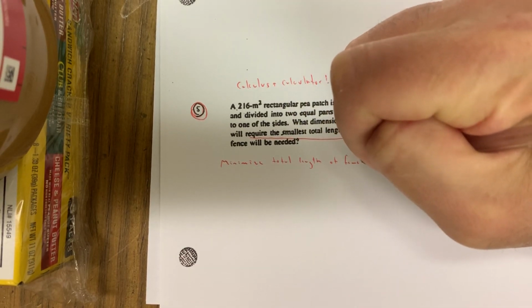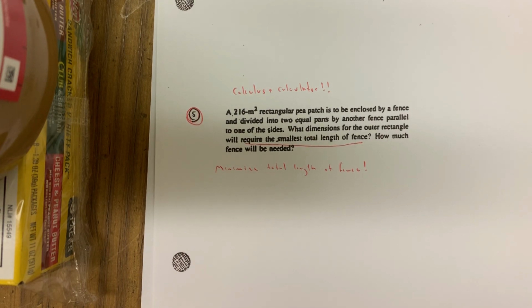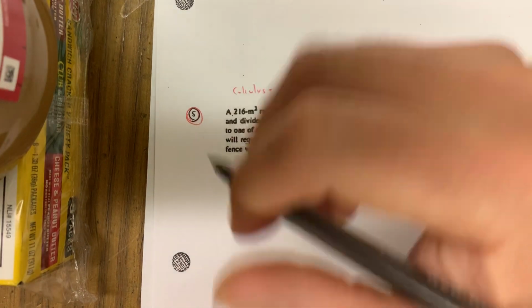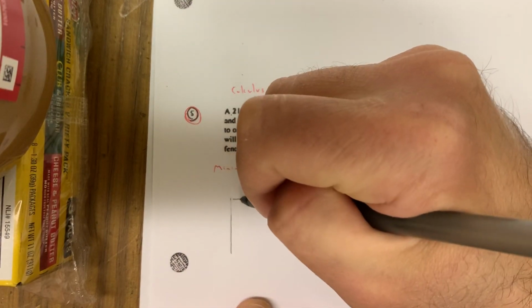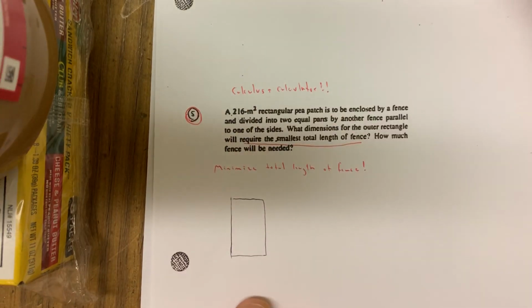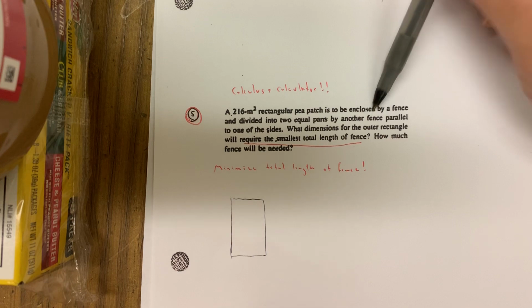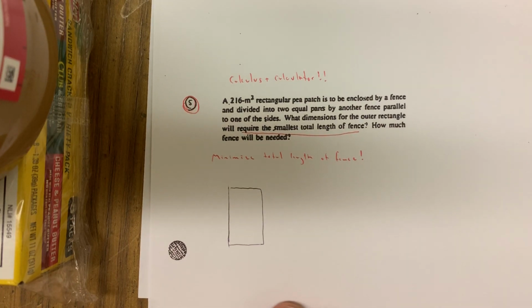Usually people don't really struggle so much with the calculator or the calculus here. It's the algebra, the geometry that bothers people. A 216 square meter rectangular pea patch. So here's your rectangular pea patch to be enclosed by a fence. There's my fence right there, it has 4 sides. But then it says it's going to be divided into 2 equal parts by another fence parallel to one of the sides. And there are so many different diagrams you could have here.